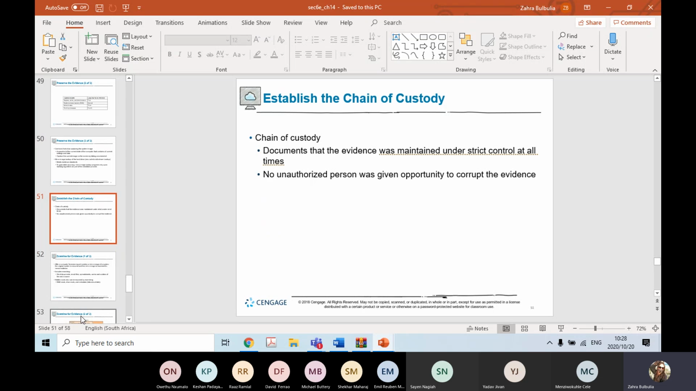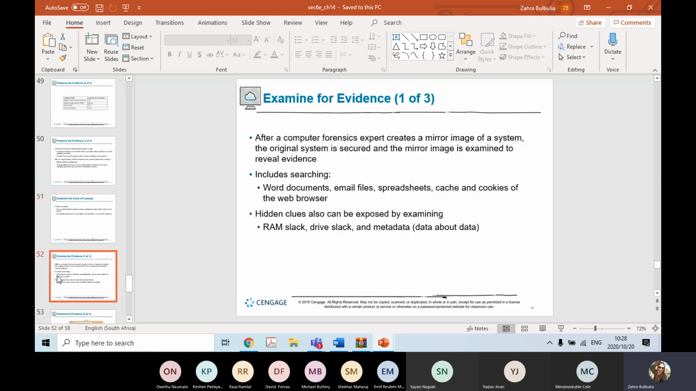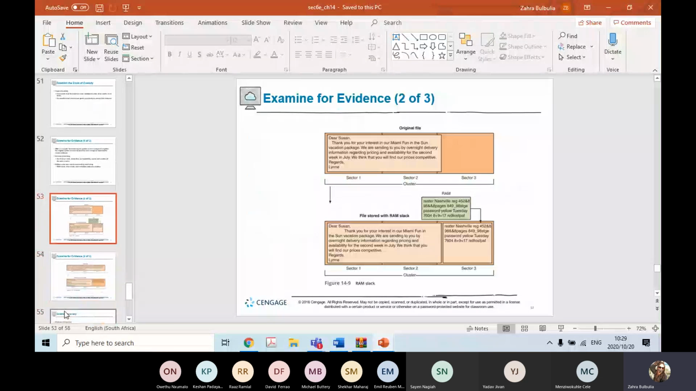Chain of custody documents that evidence was maintained under strict control at all times, and that no unauthorized person was given the opportunity to corrupt the evidence. After computer forensics experts create a mirror image of a system, the original system is secured and the mirror image is examined to reveal evidence. This includes searching Word documents, emails, spreadsheets, and of course the cache and cookies in the web browser. Hidden clues can also be exposed by looking at RAM slack, drive slack, and metadata.